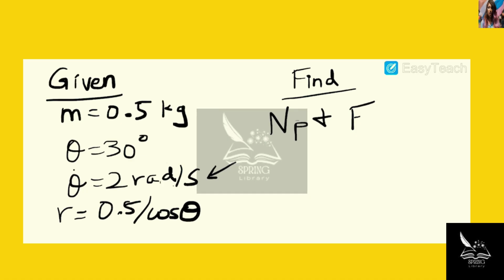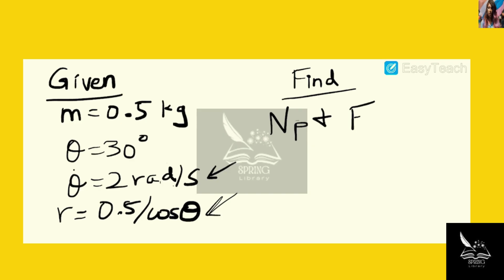Hi everyone, so what we have here today is a particle that has a mass of 0.5 kilograms that's moving along a vertical slot, and that's being pushed upwards by the rotation of an arm. The arm has a constant angular velocity of 2 radians per second, and the distance from the point of rotation for the particle is given by 0.5 divided by cosine theta.